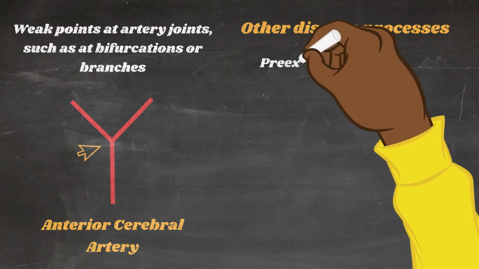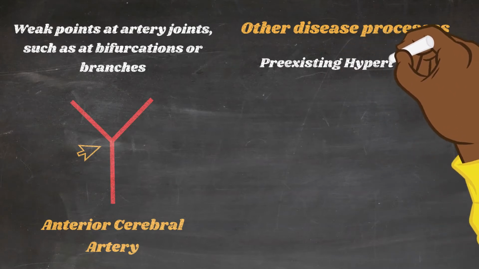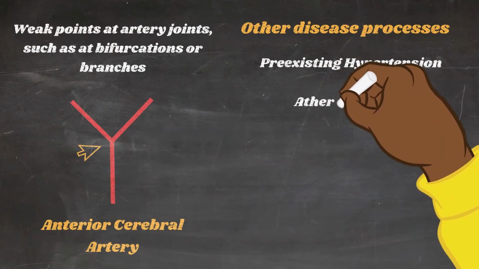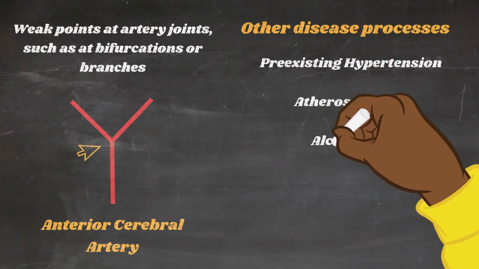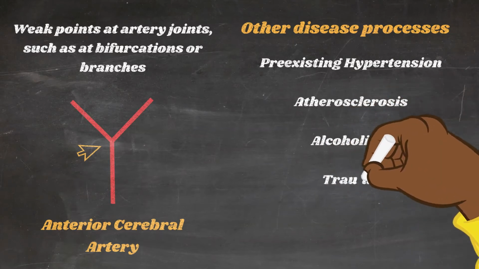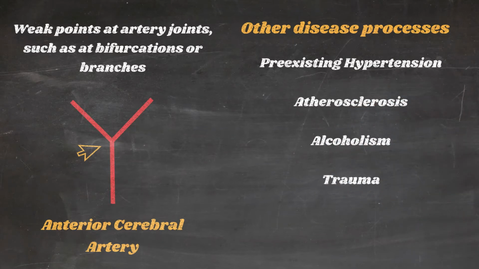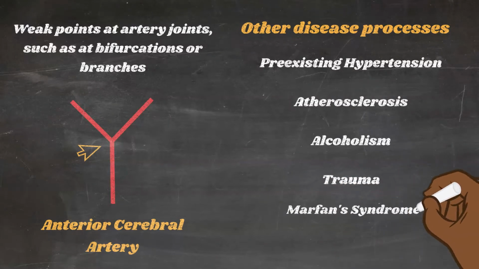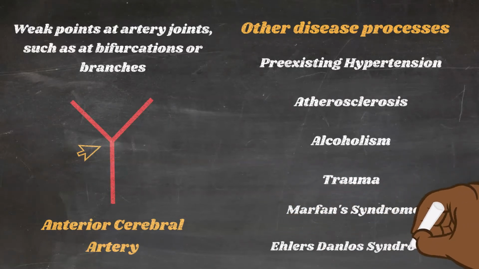For example, most occur in patients with pre-existing hypertension, atherosclerosis, alcoholism, or trauma, and tend to occur in patients aged 40 to 60. Some congenital conditions, such as Marfan's or Ehlers-Danlos, also increase the risk of developing aneurysms.